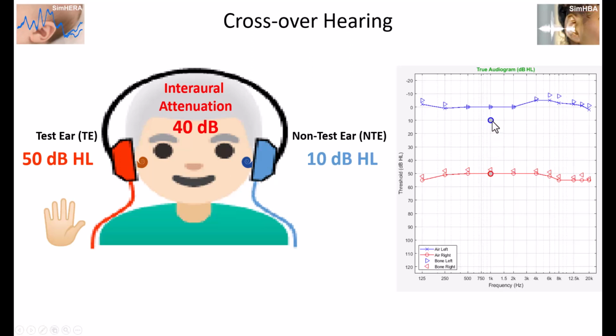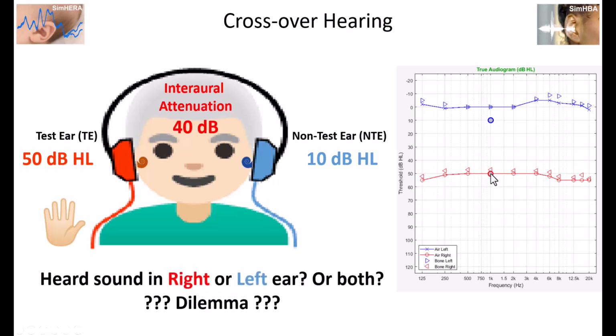There is a 40 dB interaural attenuation. So the effective stimulus energy entering in the left cochlea is 10 decibels. And that is above the hearing threshold of the left cochlea. So the patient would have heard that sound in the left cochlea, the non-test ear, as well as the right cochlea because it is at threshold. So there's the dilemma. We don't know which ear is responding here.